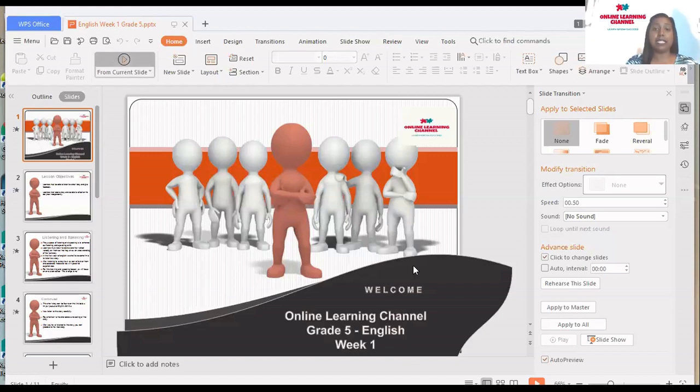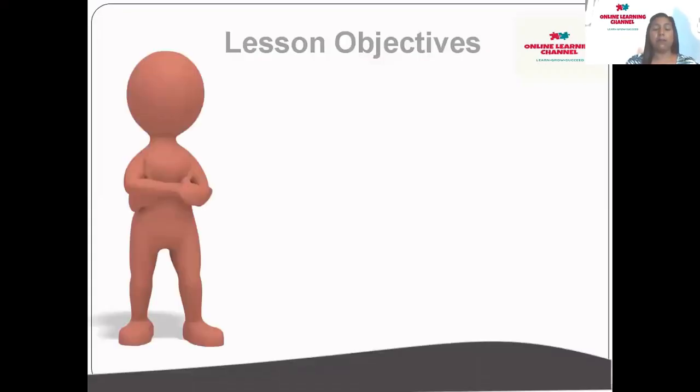Okay, remember, listening and speaking is all about using our ears to listen, to comprehend what's being said to us, and then to speak about it, to talk about examples, talk about experiences. Okay. The first thing that we need to worry about is our objectives. What do we want to achieve in this video? What do we want to achieve by the end of this lesson?